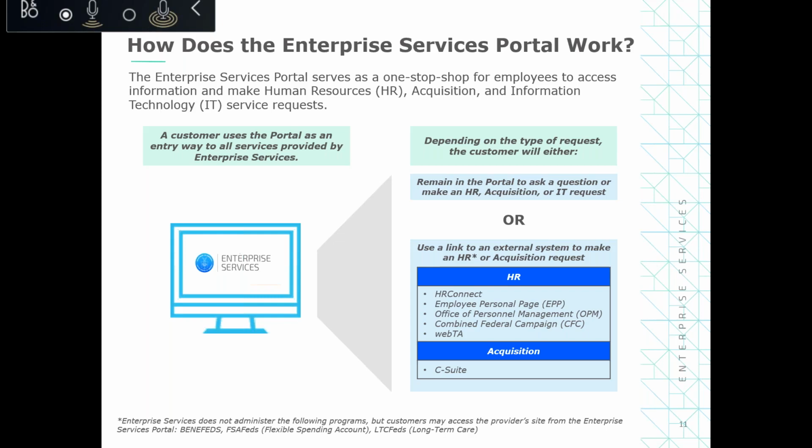You can use the portal to access all of our services that we provide, and this visual shows you that depending on the type of request you want to make, you can either remain in the portal to ask a question or make a request, as you can see here on the left-hand side, or you click on a link to an external system to make an HR or acquisition request. And this will all become much more clear once we show the demonstration.